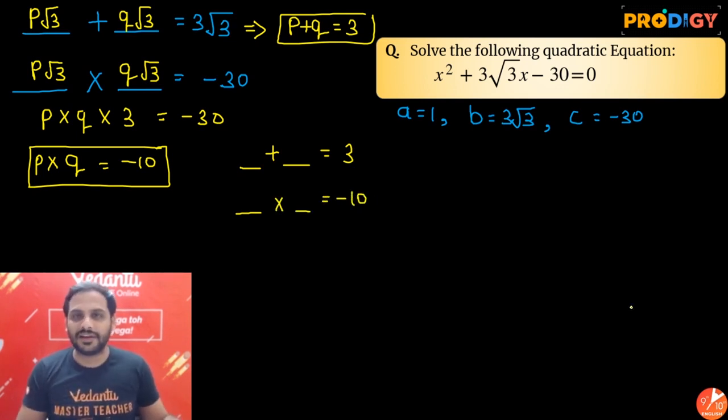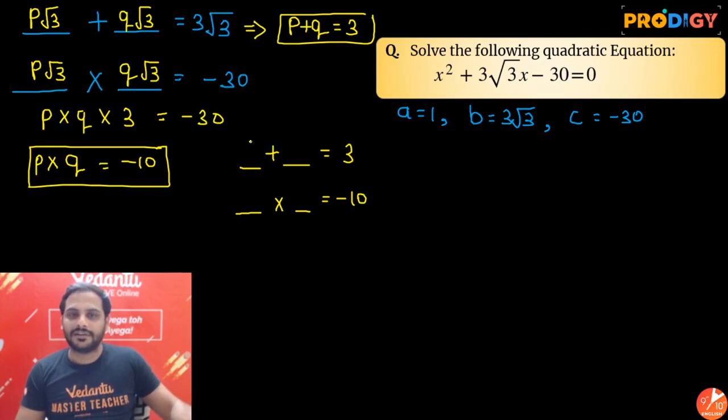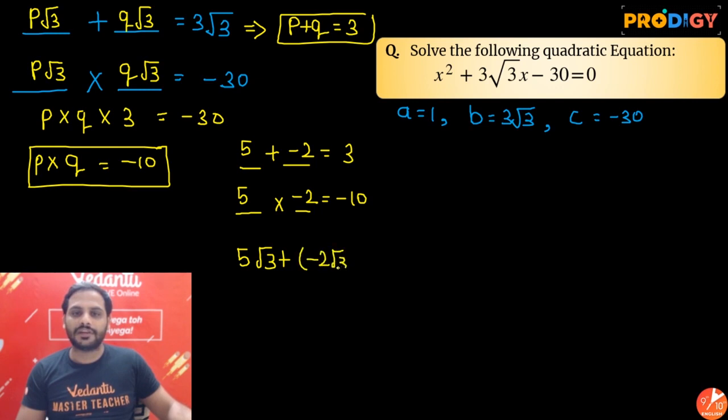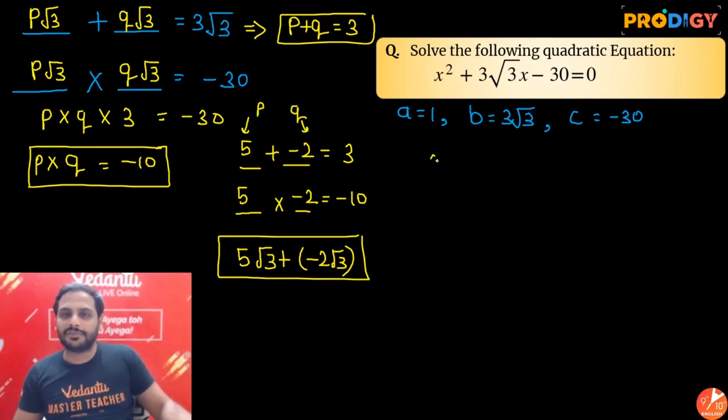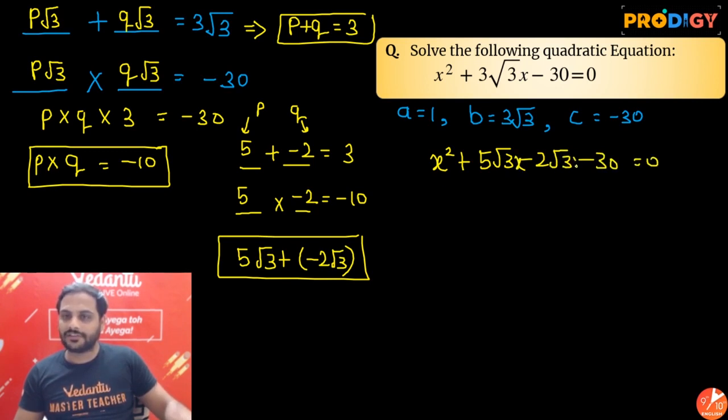What are those numbers? Simple. Sir, 5 and minus 2. Yes or no? That means my original numbers will be 5 root 3 and minus 2 root 3. Alright, p and q. So you can eliminate root 3 with this method. So the splitting will be x square plus 5 root 3 x minus 2 root 3 x minus 30 equal to 0.